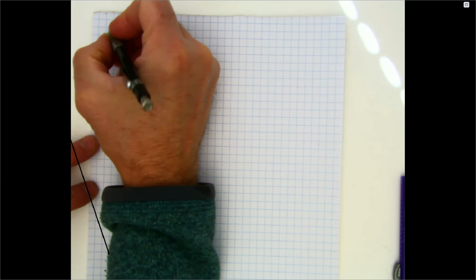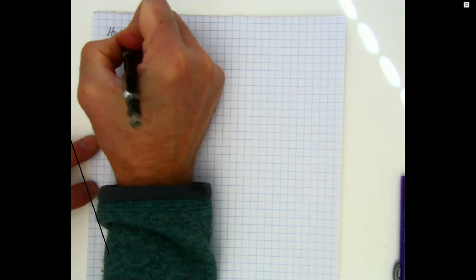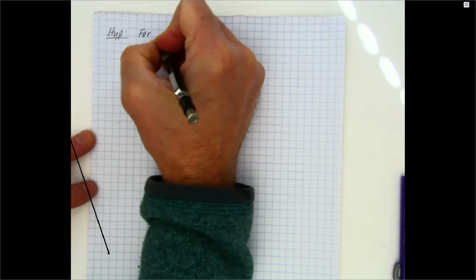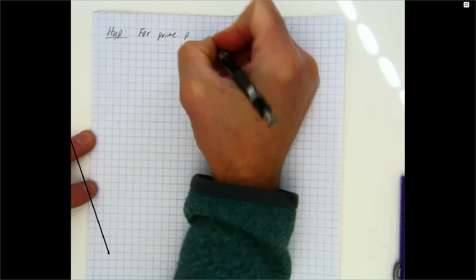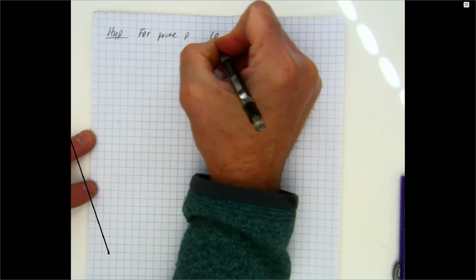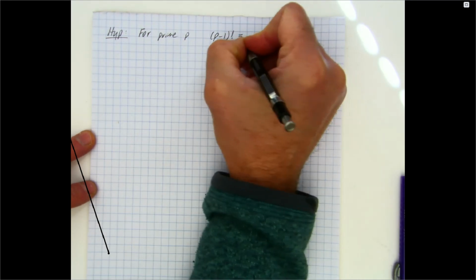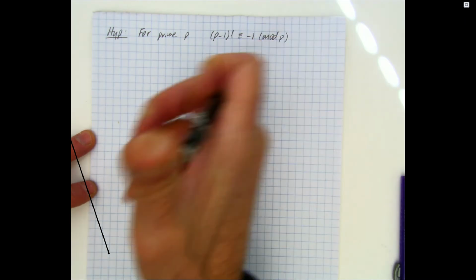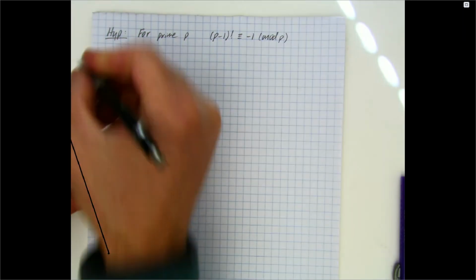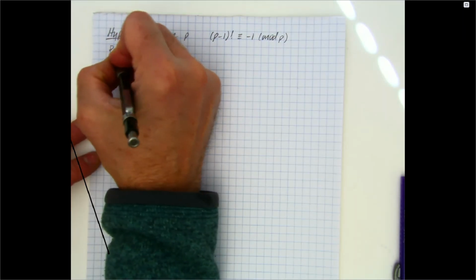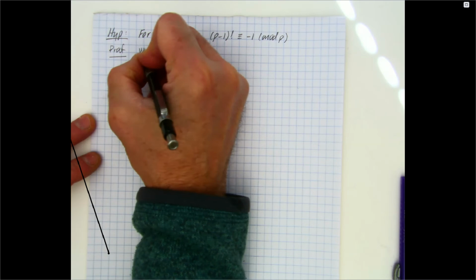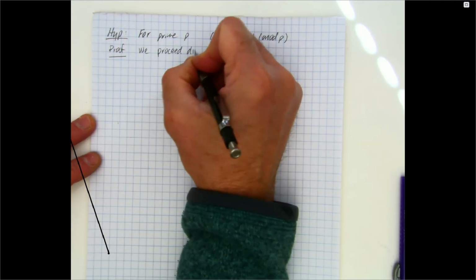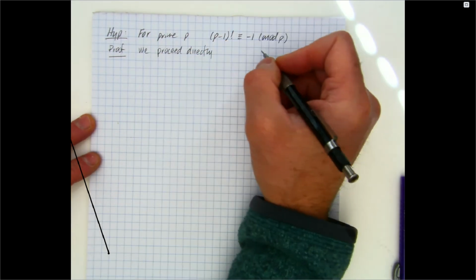So our hypothesis is, for prime p, p minus 1 factorial congruent to negative 1 mod p. So that's our hypothesis. Let's go ahead and construct a proof. We're going to proceed directly, so no induction or anything like that.